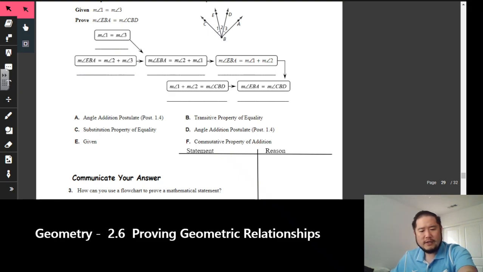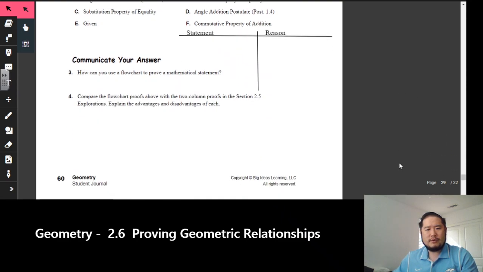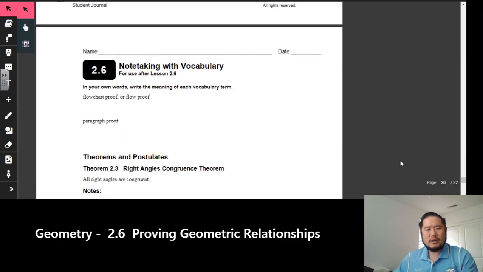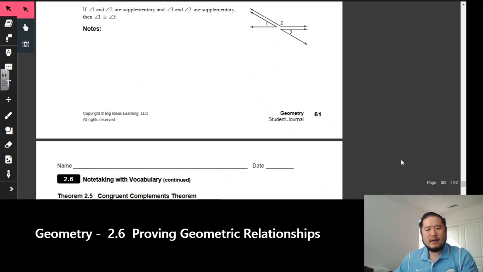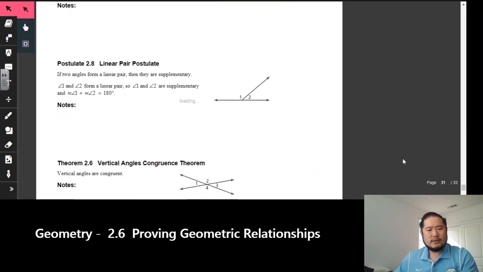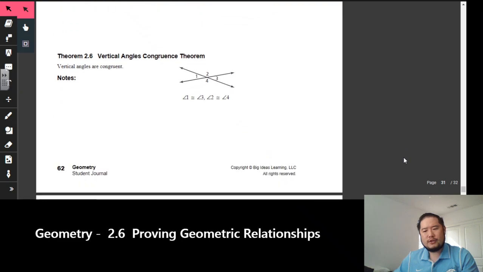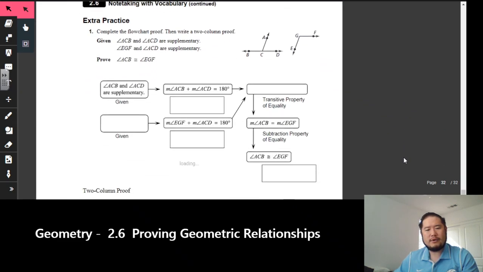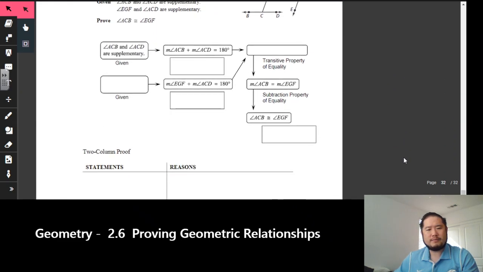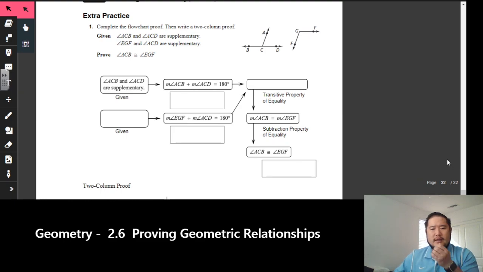So once again, when you are doing the flowchart proofs, after you do the flowchart, think about how you can come up with your 2-column proof. Alright, and then lastly, let's take a look at this, the extra practice.